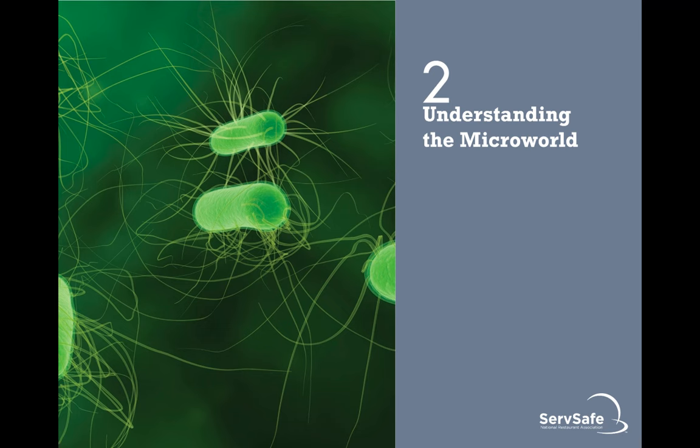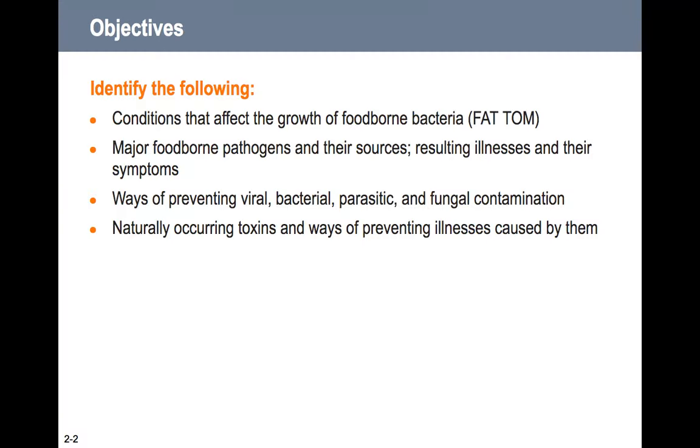We are now going to pick up with Chapter 2, Understanding the Micro World. Our objectives in Chapter 2 are to identify the following: conditions that affect the growth of foodborne bacteria, also known as FAT TOM; major foodborne pathogens and their sources; resulting illnesses and their symptoms; ways to prevent viral, bacterial, parasitic, and fungal contamination; and naturally occurring toxins and ways of preventing illnesses caused by them.